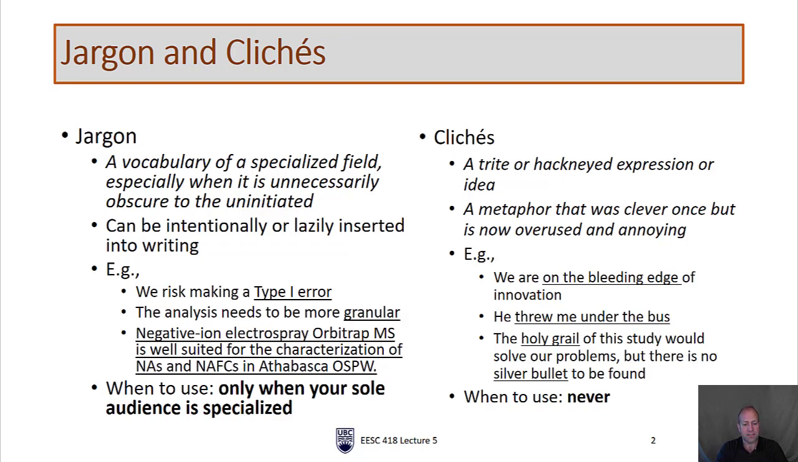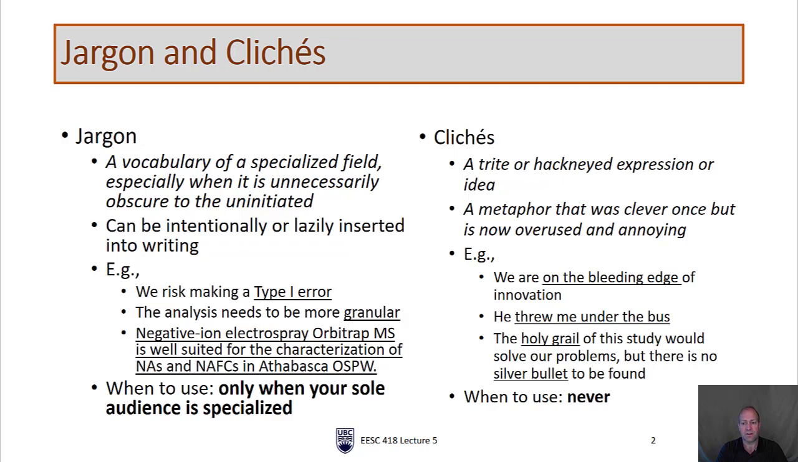The next sentence actually comes from a journal article. I took this out of the abstract. This is actually the first sentence. Negative ion electrospray Orbitrap MS is well suited for the characterization of NAs and NAFCs in Athabasca OSBW. Unless you are really nerdy on this topic, you're going to have no idea what this means. So be really careful about who you're writing for. In that case, it's in an analytical chemistry journal, and probably most people who will read it know exactly what Athabasca oil sands process water is, so maybe no big deal. But you need to be really careful when you're making these types of sentences in order to make your writing readable to other people. So when to use? Only when your sole audience is highly specialized.